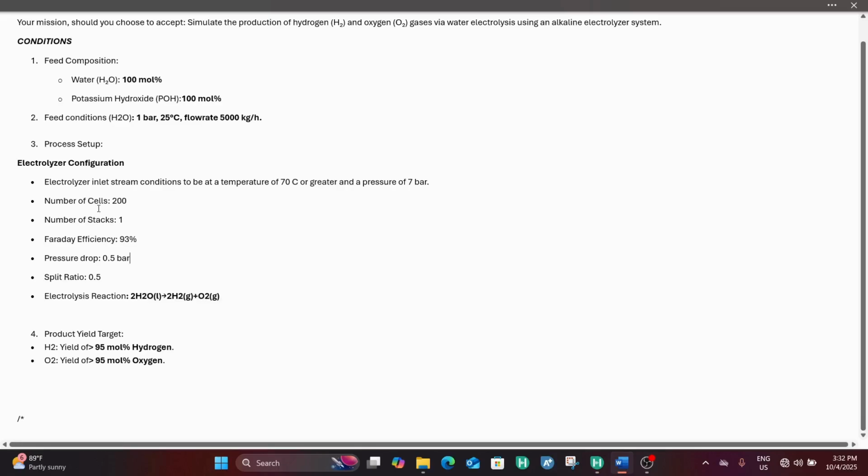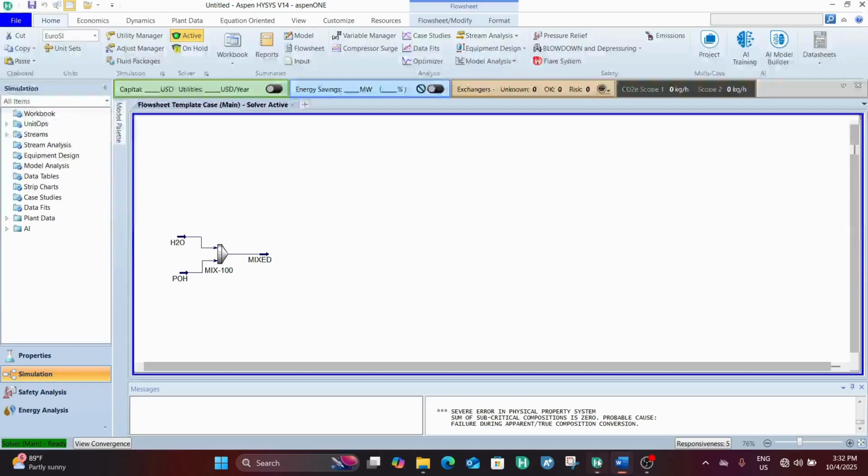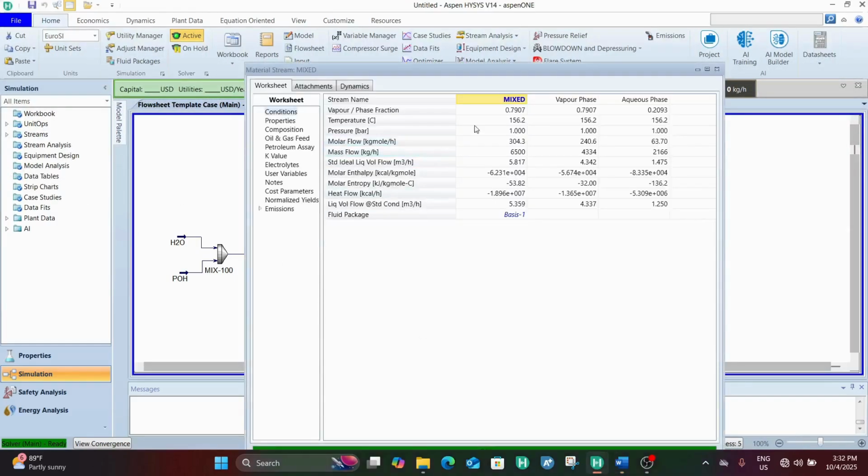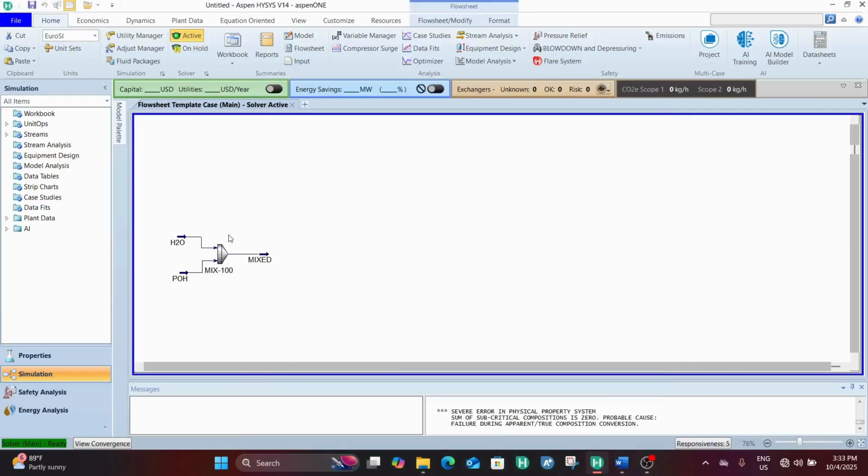to go inside our electrolyzer, the inlet condition must be 70 Celsius or greater than 70 Celsius and at a pressure of 7 bar. In our case right now, we have more than the required temperature. So I wouldn't really say more than the required temperature because it says greater than 70 Celsius. But at the same time, I think it's a bit too much for the electrolyzer. We could just drop it to between 70 and 80.